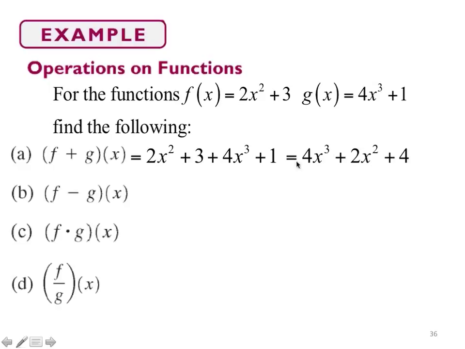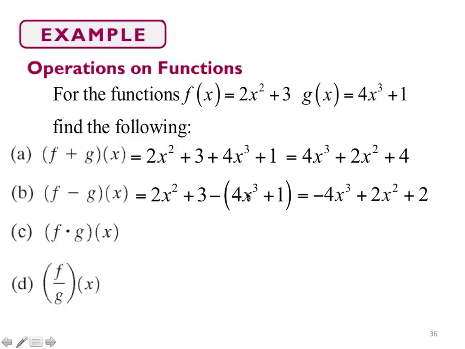So you had the 4x cubed first and then the 2x squared, and then you combined the 3 plus the 1 to get a positive 4 there. Now if you want to subtract, you need to make sure that you put parentheses around the second function. So we have f of x, which is 2x squared plus 3, minus g of x, which is 4x cubed plus 1. If you distribute that, you're going to get a negative 4x cubed, a positive 2x squared, and then positive 3 minus 1 is going to give you a positive 2.